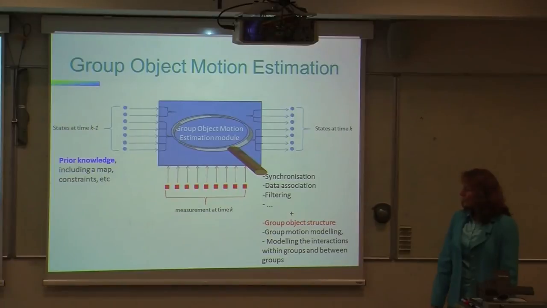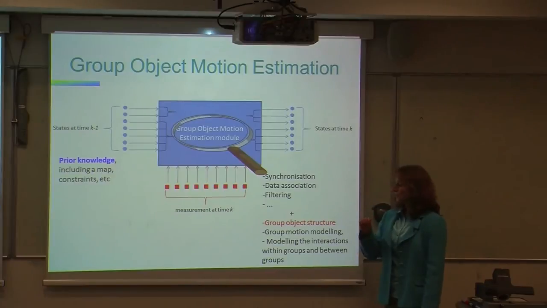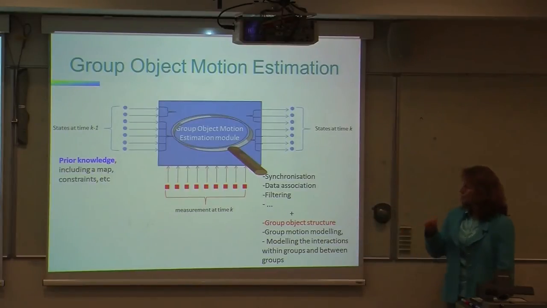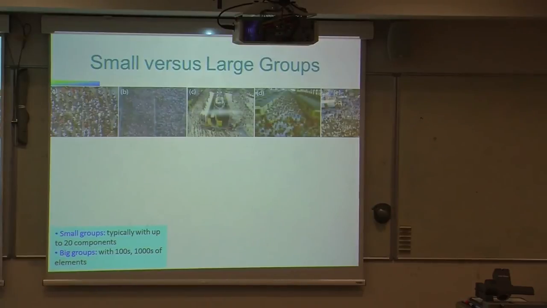There is also another way. For instance, we can associate so-called index variables to each of the individual components of the group, and possibly track together with the states of the group also these index variables, and be able to infer about the behavior of the group. But there are also other ways, and still I would say how to model the structure of a group is an open question.